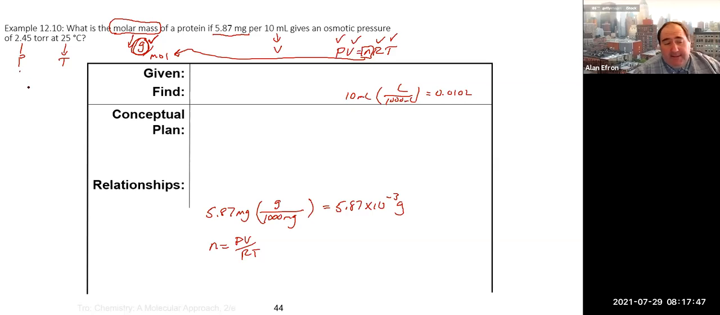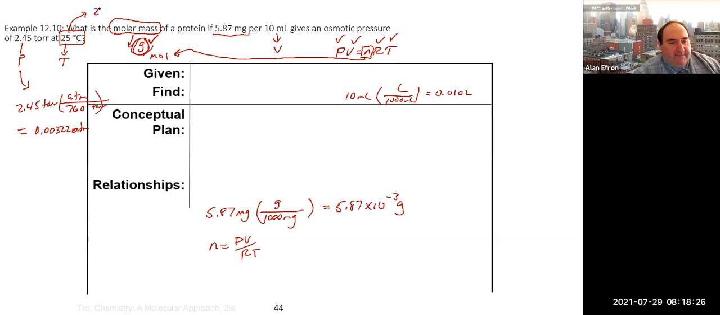Our pressure here is not in the right units, so we do need to convert that. So that's 2.5 torr. Remember that it is 760 torr in an atmosphere. And if we do that conversion, divided by 760, gets us 0.00322 atmospheres. So that's good.